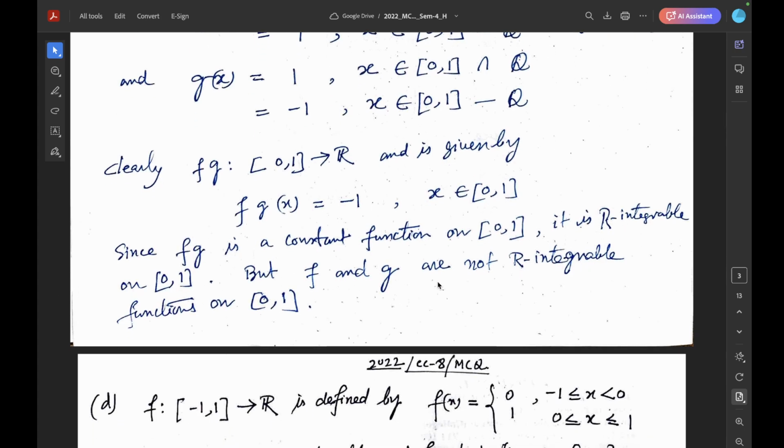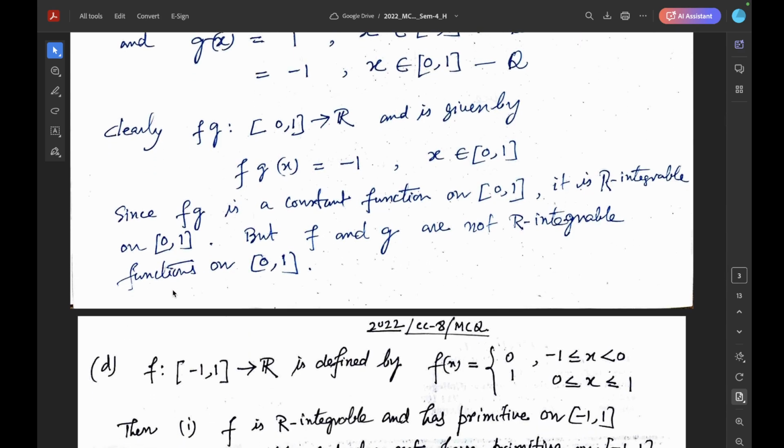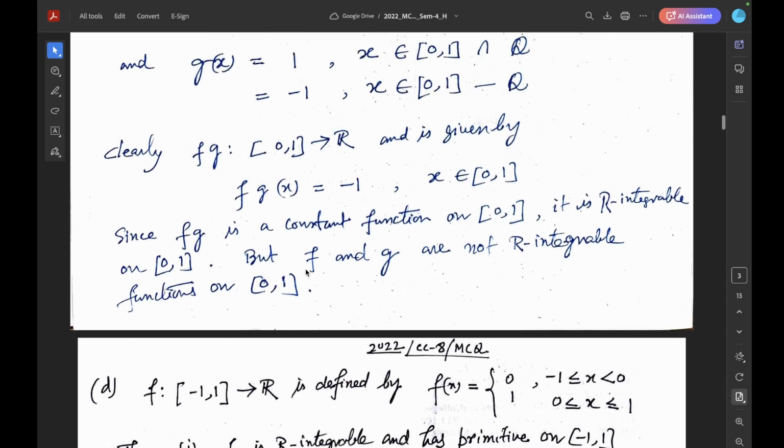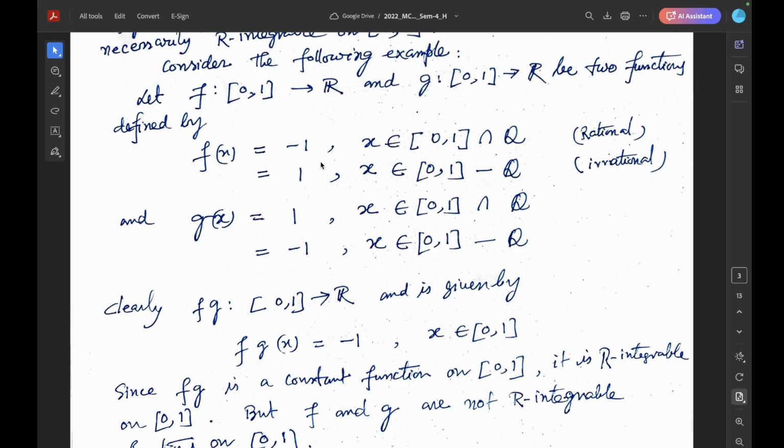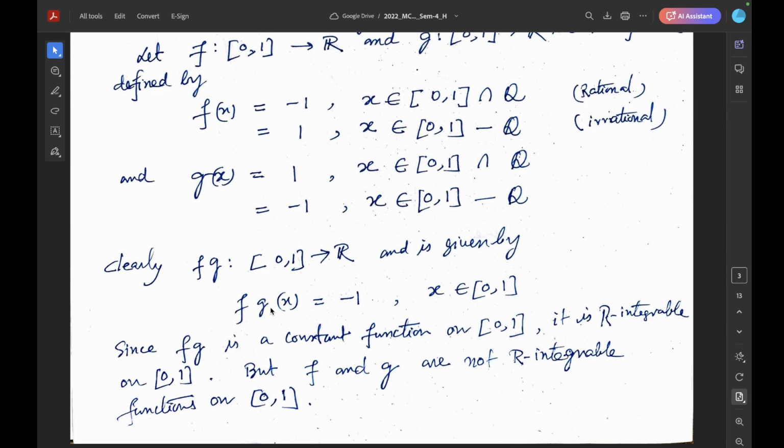But f and g are not Riemann integrable functions on the closed interval [0, 1], because this f function is -1 when x is rational and f(x) equal to 1 when it is irrational. Obviously this is not Riemann integrable, and g(x) is also not Riemann integrable. But this product fg is a constant function, so it is Riemann integrable.